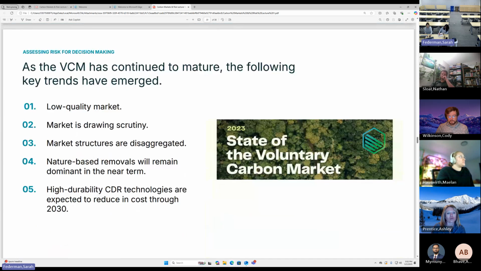So we're just going to go through these five major points. Right now we have a low quality market. It's drawing scrutiny. These market structures are disaggregated, which makes that difficult. Nature-based removals, which are the shorter term ones and which are the ones we'll focus on, are going to remain dominant in the near term. And that's why we're going to talk about them. Also, that's what I know. And then we are expecting to see some high durability CDR technologies like DAC come down in price through 2030, but it's still going to be kind of a barrier to entry for a lot of buyers on the market.